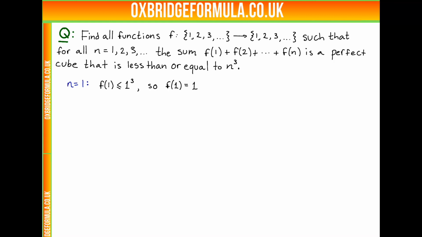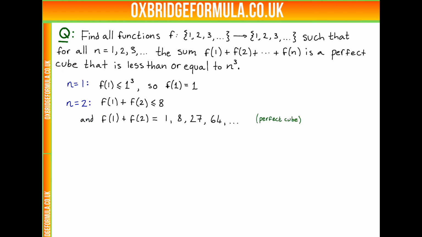Now, if we consider n equals 2, we already know f of 1. Our condition from before gives us that f of 1 plus f of 2 is less than or equal to 2 cubed, or 8. Does this help us work out what f of 2 is? Remember, also, that we're given that the sum is a perfect cube. That is, it's one of 1, 8, 27, 64, and so on, going up through the cube numbers. Combined with our inequality, we immediately see that the sum has to be 8.